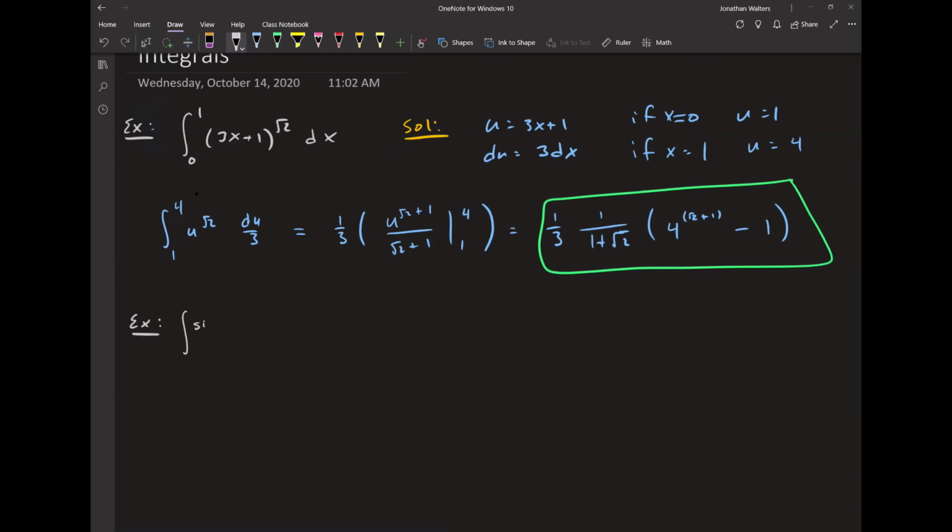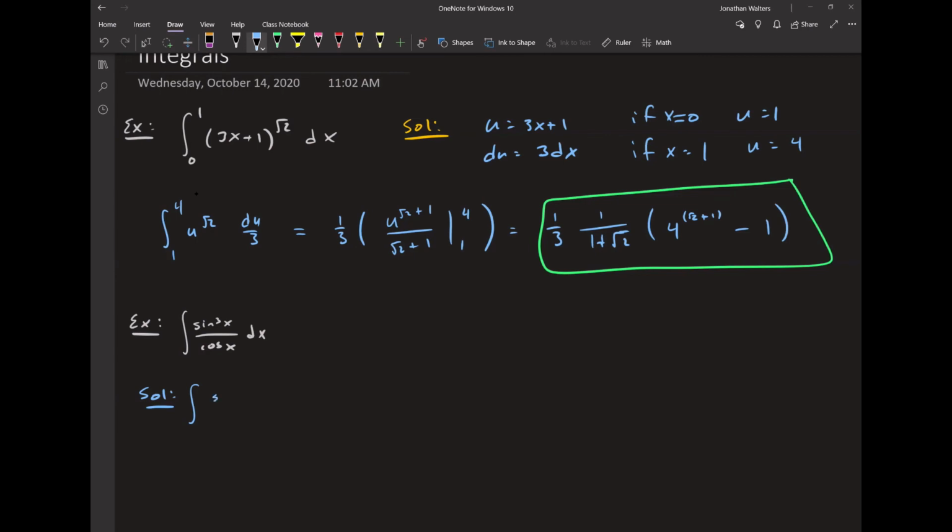Integral of sine cubed over cosine dx. Solution. Let's see. I think I'm going to pull off a sine. So I'm going to try to use the strategy where I pull off a sine of x and set up a u sub for cosine.